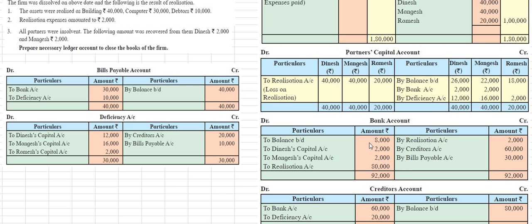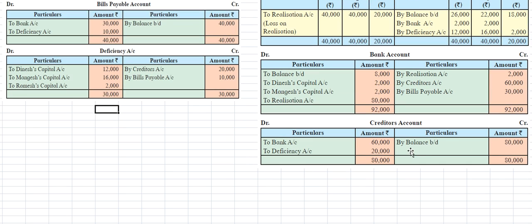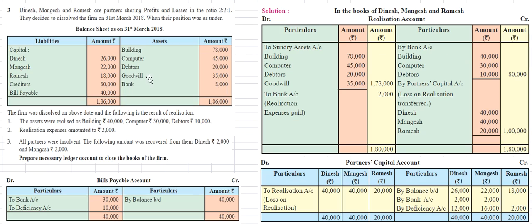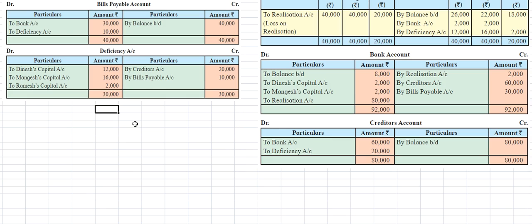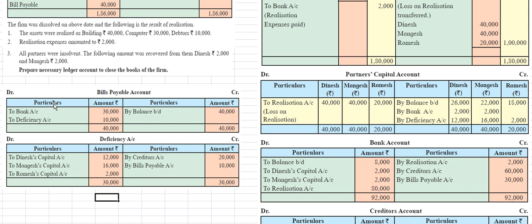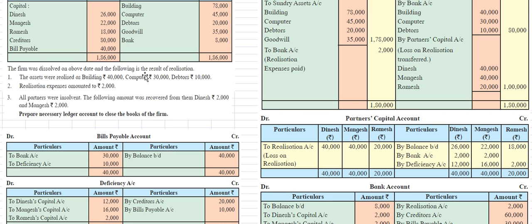First we'll see what entries are coming in the creditors account and bills payable account. Next entry is the creditors account. In the creditors account, by balance brought down, the creditors amount is 80,000 rupees. And next is bank, and for the bills payable, the balance brought down is 40,000 rupees, which will be coming on the credit side.